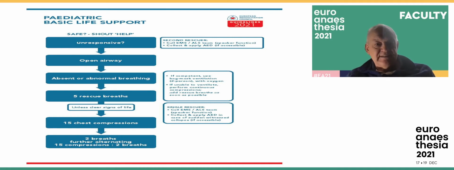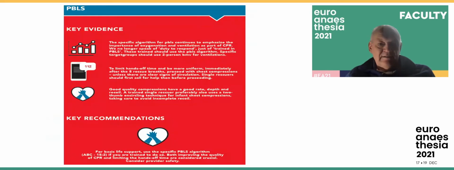So after having assessed the breathing, go on to 5 rescue breaths, and unless there are clear signs of life, commence immediately with chest compressions, and then alternating at 15 to 2, as you can see, as is previous practice. So there are some alterations, as you can see, about going on as soon as possible. And looking at the evidence for this then, so there's the importance of oxygenation and ventilation, and we've removed this idea about duty to respond and seeing if people are trained in BLS. Specific target groups should use 2-person BMV for ventilation as a minimum.